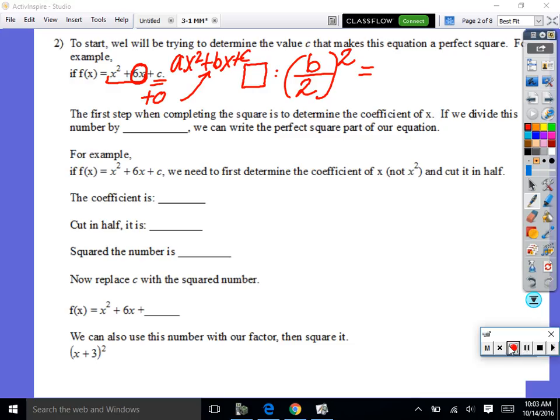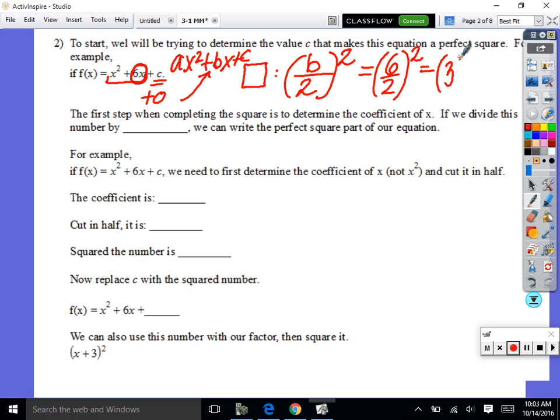Okay, sorry about that. So let's do this one. Our b value in this is 6. So we're going to do b divided by 2, so 6 divided by 2, and then we're going to square it. We're going to show our work because we're going to use all of the work to our advantage in just a second. What is 6 divided by 2?